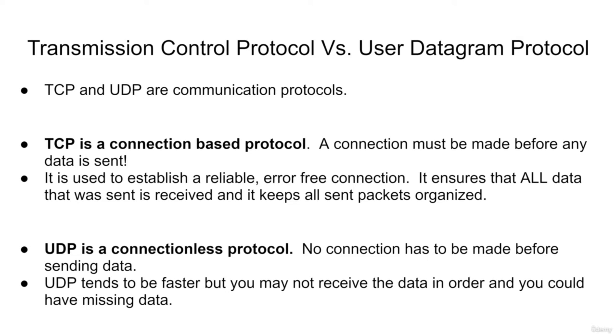The two primary ones are known as Transmission Control Protocol and User Datagram Protocol, TCP and UDP. A big distinction here is that TCP is a connection-based protocol. A connection has to be made before any data can be sent. We saw that when we looked at my netstat output, where there was a listening state or an established state. Once the connection is established, then data can be sent.